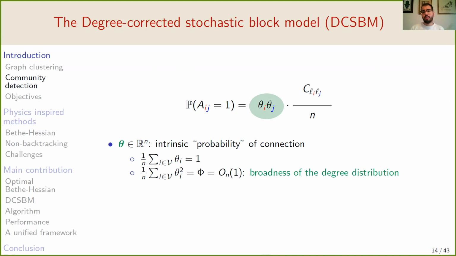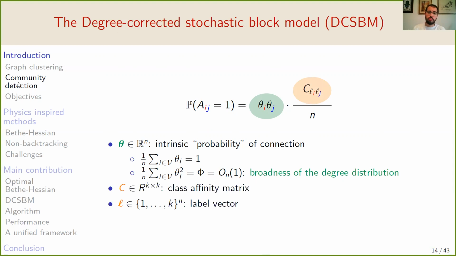With this vector, the expected degree of i is proportional to theta_i, and so the vector theta can reproduce an arbitrary degree distribution. The broader the degree distribution, the larger the value of phi will be. So we have a network with a heterogeneous degree distribution.